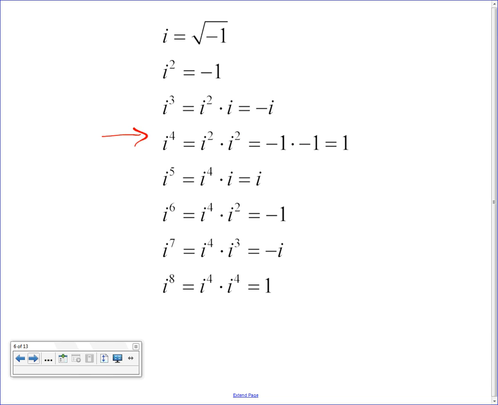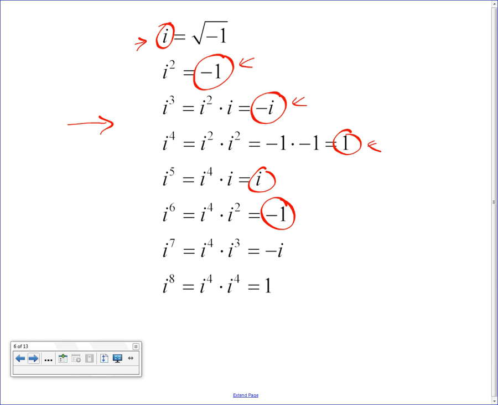You can see it keeps going on and on and on. i, we just call that i. i squared is -1. i to the third is -i, and i to the fourth is 1. You can see it goes over again. Alright, we have i, -1, -i, 1. i, -1, -i, 1. So the power on the i basically will dictate what your answer is.